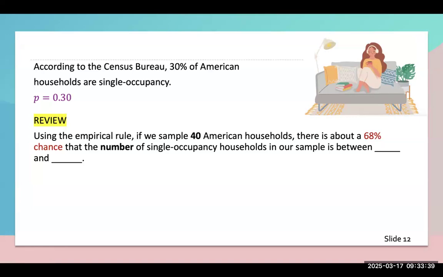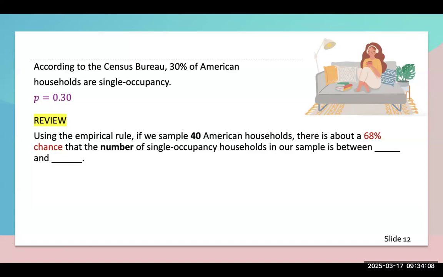Now let's do a little bit of a review. Using the empirical rule, if we sample 40 American households, there is about a 68% chance that the number of single occupancy households in our sample is between what two numbers? So I said empirical rule. Remember the empirical rule? There's a 68% chance we're within one standard deviation of the mean. So we need to find the mean and we need to figure out the standard deviation.